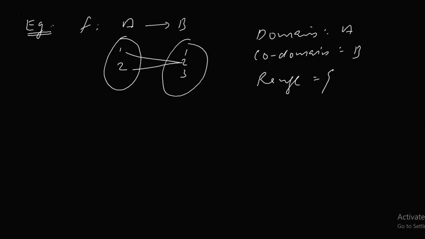And what is the range? The range is nothing but f(1) and f(2), that means the images of all these points. But here, in fact, f(1) and f(2) are the same, so we have only one element in the image set. That is the range set. So here the range set is only {2}. The codomain contains the two other elements also, 1 and 3, but the range set contains only 2. That means the range set will always be the images of the elements of A. That is the definition of the range.